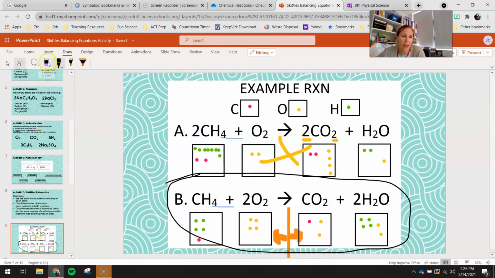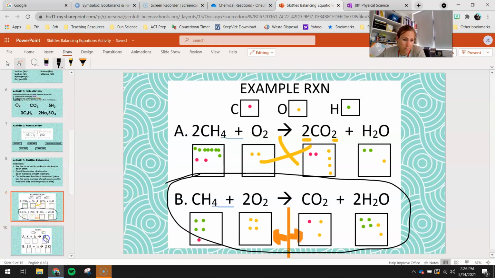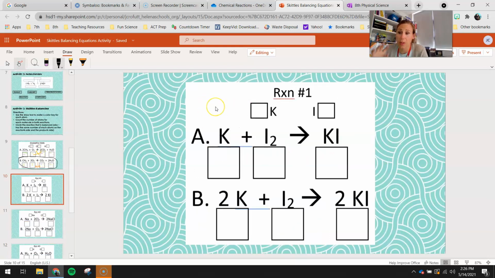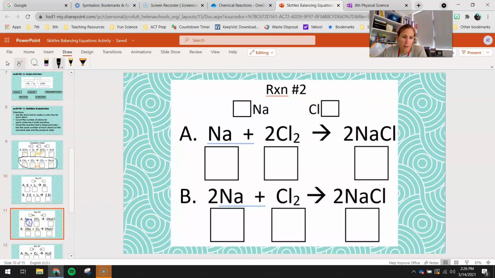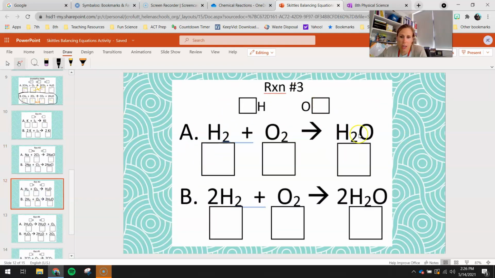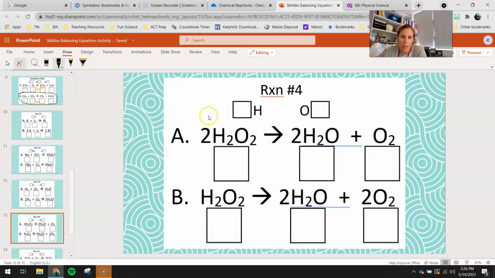You guys have 5 equations that you are going to do on your own. They're fairly simple compared to what we just did. This one is the reaction of potassium and iodine to form potassium iodide, which we'll be using when we make elephant toothpaste. Sodium and chlorine coming together to form table salt. Hydrogen and oxygen forming water. The decomposition of hydrogen peroxide, which again, when we do elephant toothpaste, you will see this process happen.